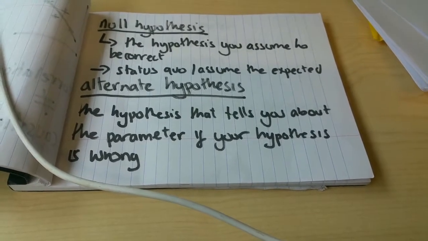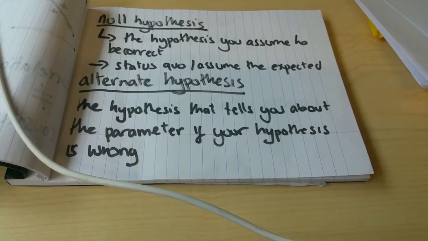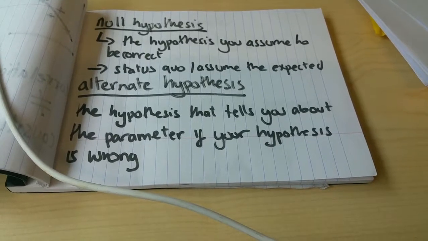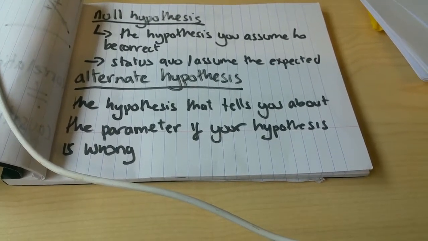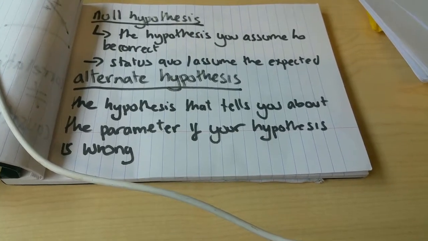It's not quite mutually exclusive with the alternate hypothesis and the null hypothesis, but you generally assume that the null hypothesis is going to say one thing, and if the null hypothesis is false, then your alternate hypothesis kicks in. Okay?